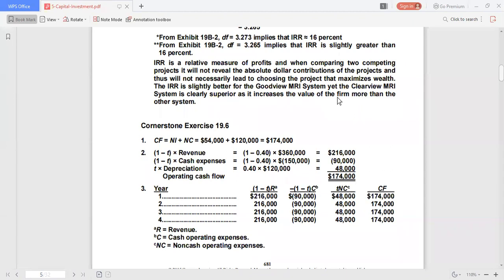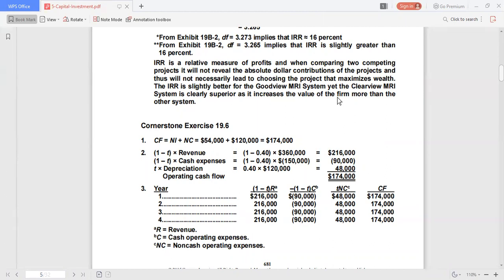And for depreciation, we just multiply 40% times 120,000. And that's only for depreciation. Why did you see that we did not deduct from 1? To the extent that depreciation is non-cash. So the operating cash flow is 174,000 in requirement number 2.